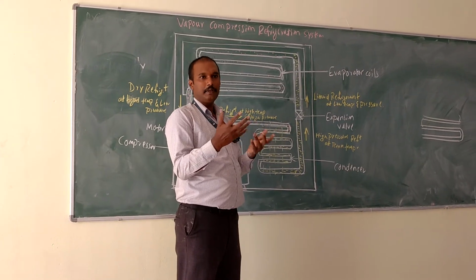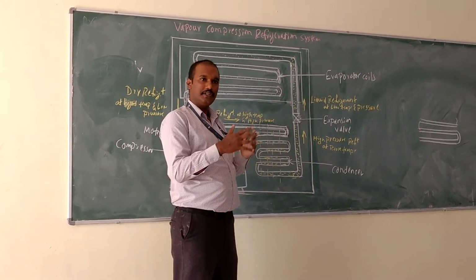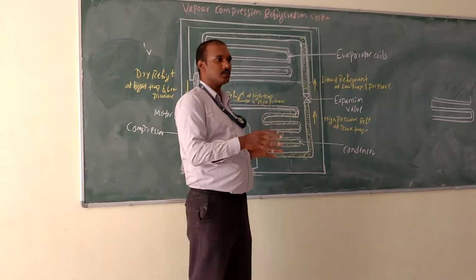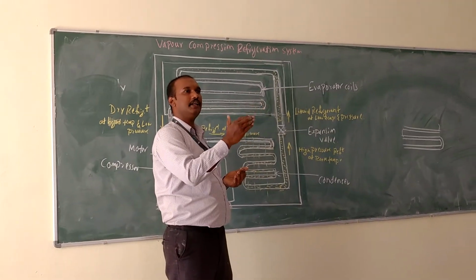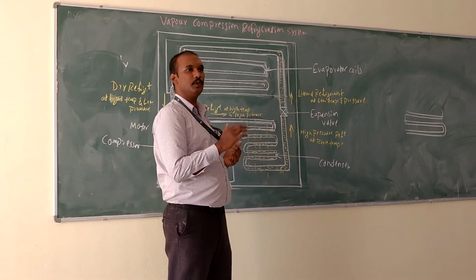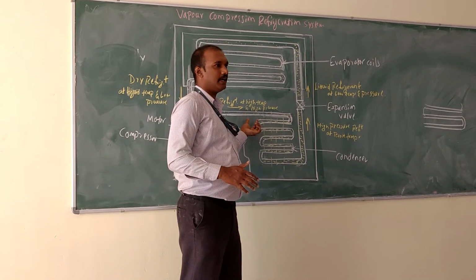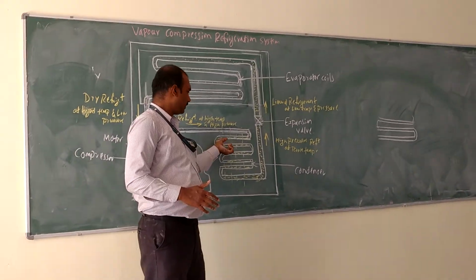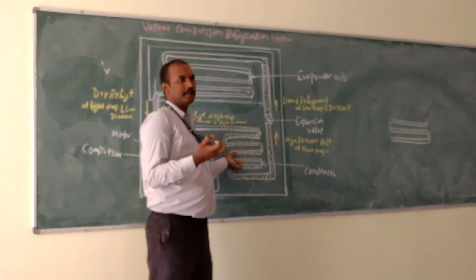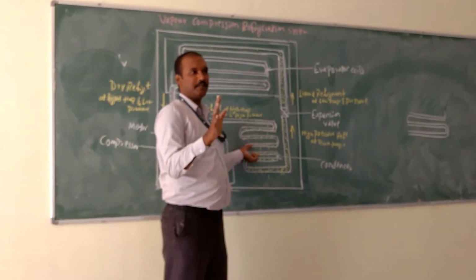When it is heated, it will become vapor. When it is cooled, it will become what? Liquid. So like that, the refrigerant phases are going to change. When the high pressure, high temperature refrigerant passes through this condenser coil, it becomes low temperature, but the pressure will not be decreased here.